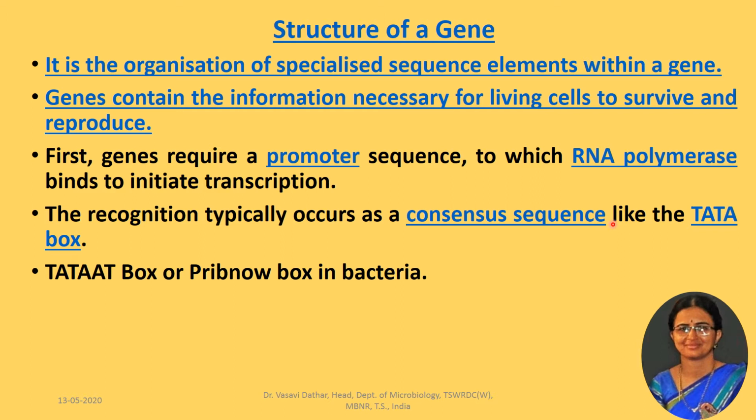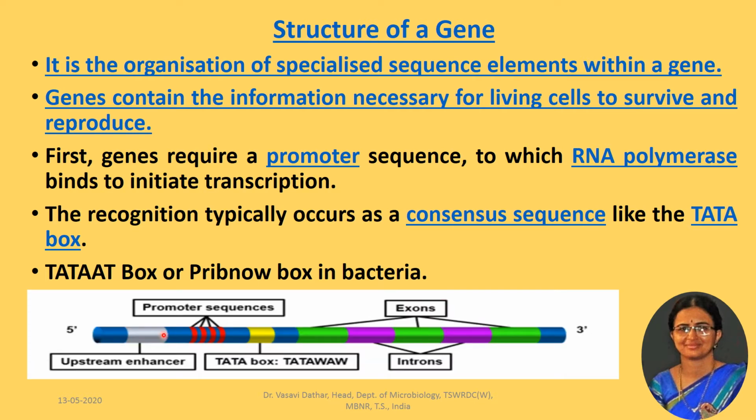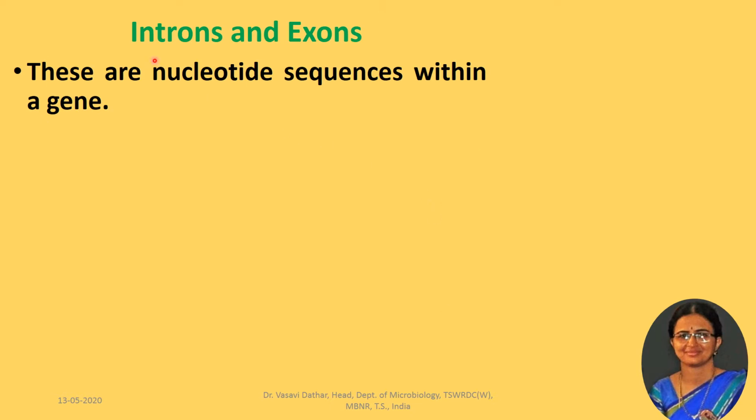The TATA box is in eukaryotes. A similar one, the TATAAT box or Pribnow box, occurs in the case of bacteria. In this picture we can see the promoter and the TATA box where the RNA polymerase can bind. This is TATAWAW. Here W means either T or A. And also there are exons and introns. We will see what are introns and exons.